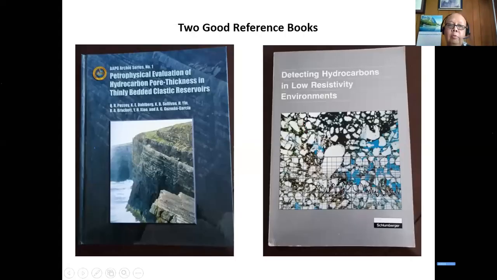So there are two good reference books which we can refer to. One is from AAPG, the Petrophysical Evaluation of Hydrocarbon Pore Thickness in Thinly Bedded Clastic Reservoirs by all these authors from ExxonMobil. And another one is Detecting Hydrocarbons in Low Resistivity Environments by Dr. Pierre Berger from Schlumberger. And this is an old book. I don't know whether it's still available or not, but this book from AAPG is still available. So these are two very good reference materials.